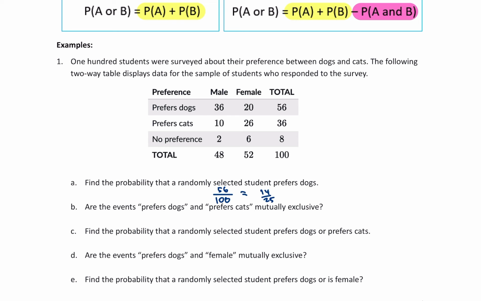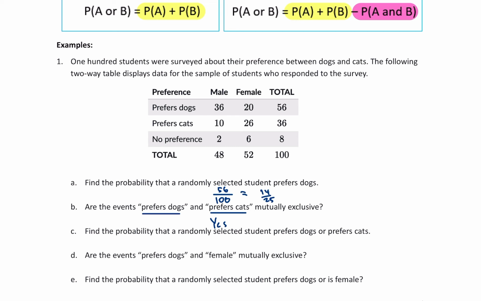Problem B says, are the events prefer dogs and prefer cats mutually exclusive? Well, the easiest way to do this is to look at my table and see if there's any intersection between the two events it's asking for. So I'm going to look up here at prefer dogs, and look straight across, and see, does it intersect with prefer cats? Nope, it intersects with males and it intersects with females, but it never intersects with prefer cats. Same with prefer cats, there's no intersection there. Because there's no intersection, they have nothing to do with each other, so yes, they are mutually exclusive.